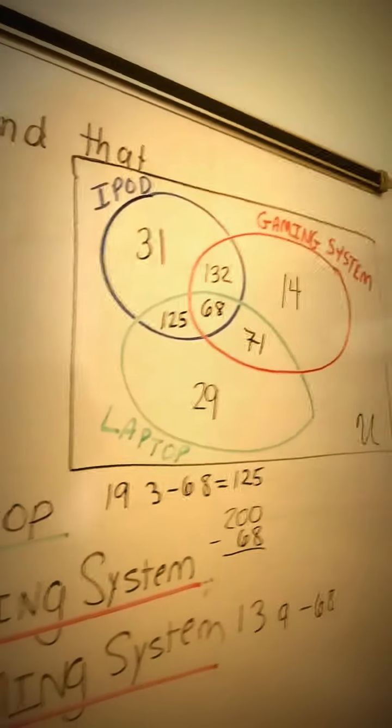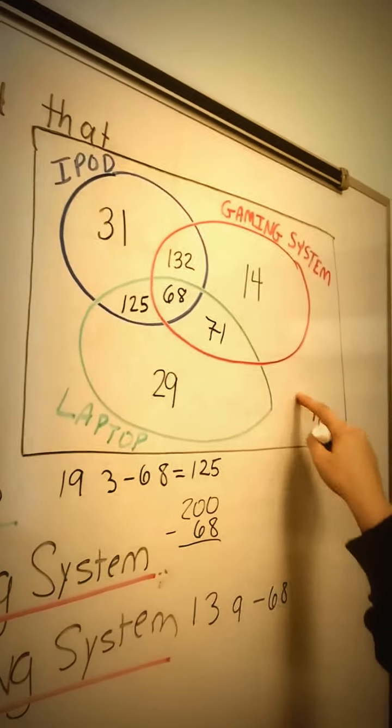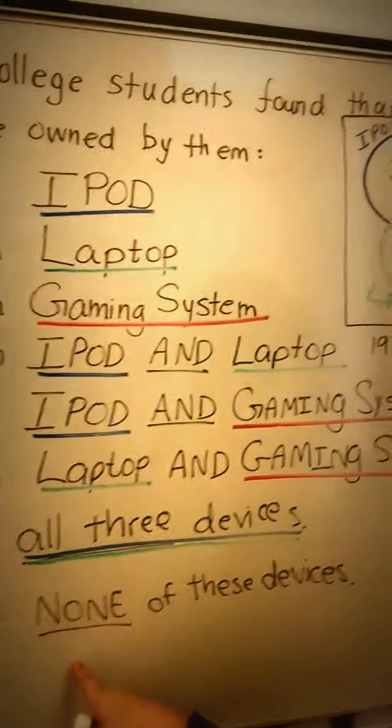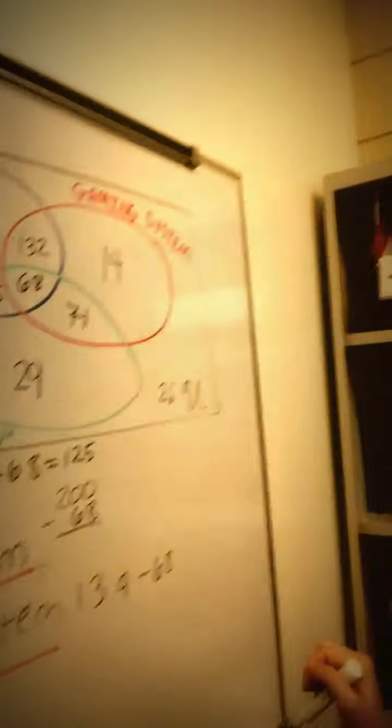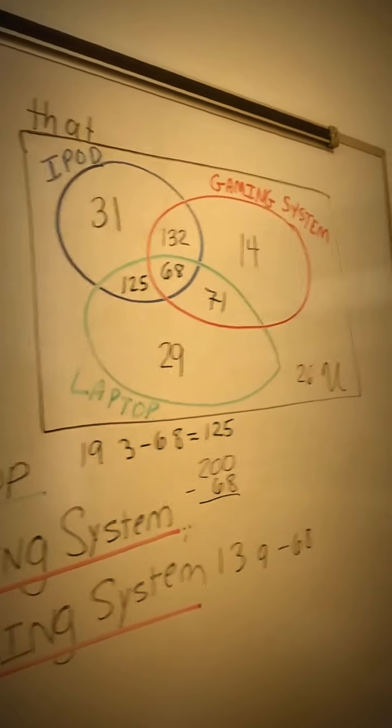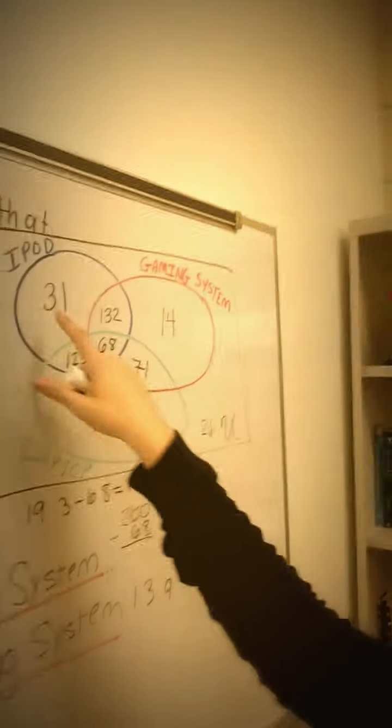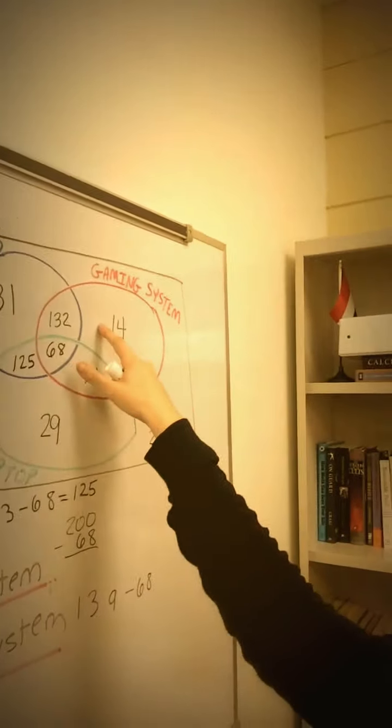So this is where we're at the moment. Finally, in the universal set out here, we were told at the beginning of the problem that 26 owned none of the devices. So 26 is the number in the universal set that is not in any of the three circles. With that information, we can now answer our questions. The first question asked how many own an iPod and a gaming system, but no laptop? Looking back at our chart, that would be 132.